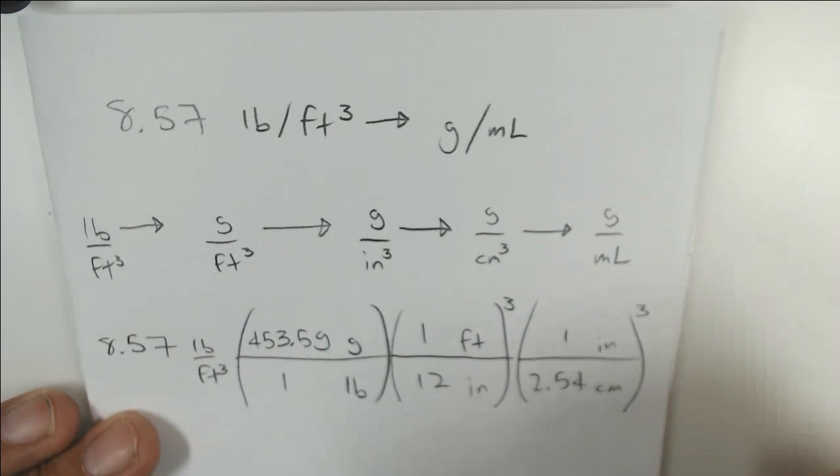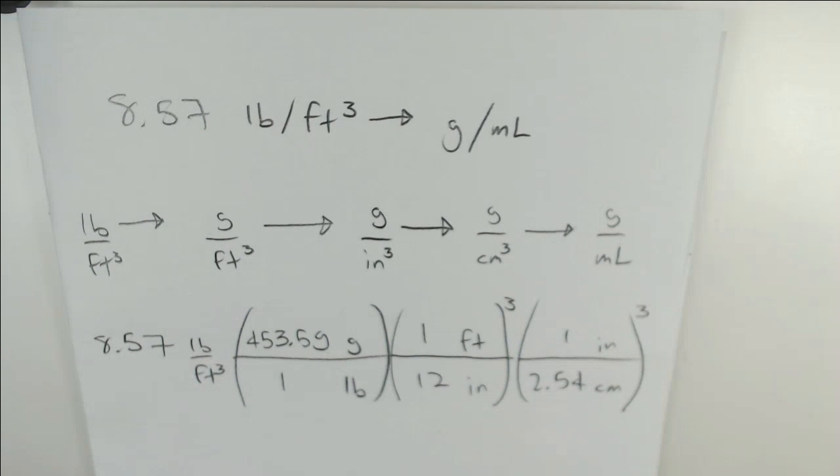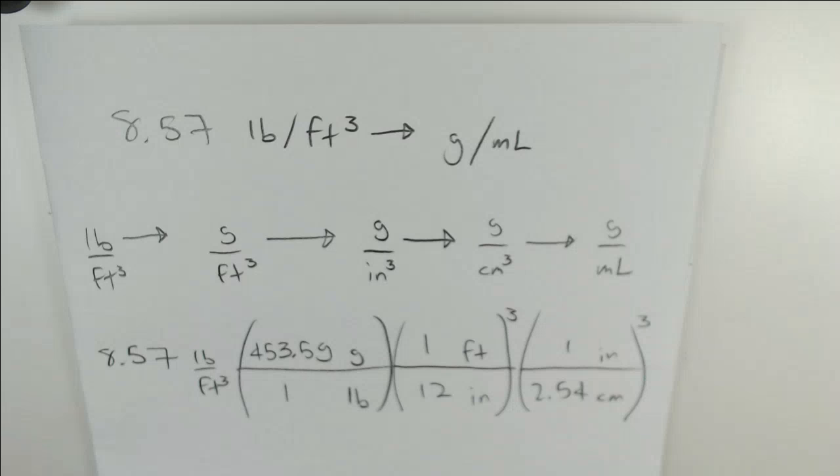All right, and you guys remember the relationship between a centimeter cubed and a milliliter? 1 to 1. Yep, they are 1 to 1. They are equivalent. So I'm actually going to stop the calculation right here. I'm not even going to bother writing it out. Because I know that centimeter cubed is milliliter, I'm just going to report my answer now as grams per mL.